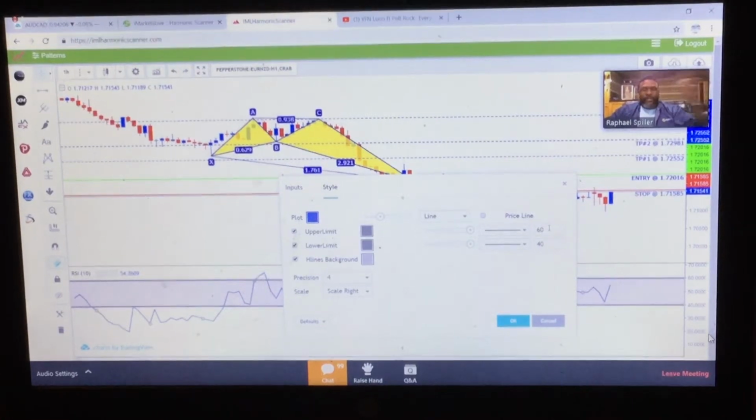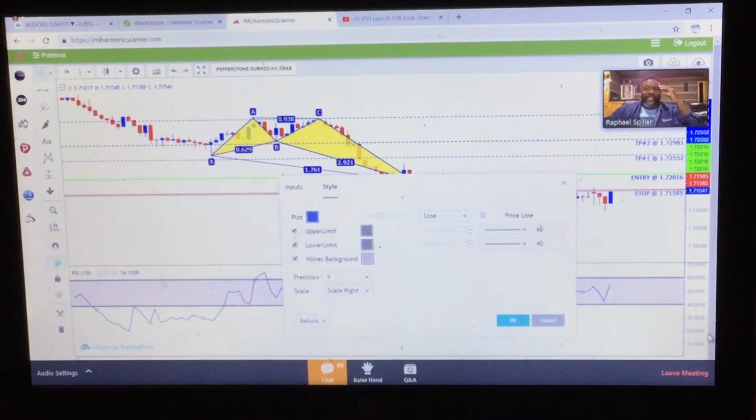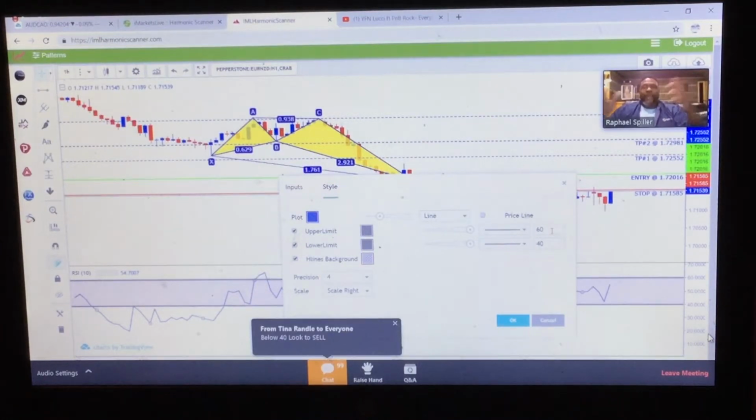Above the 60, let me say this again. Below the 40, I'm looking to sell. Above the 60, I'm looking to buy. I choose a 10, John, because I've noticed for me, the 10 responds just about where I like it to respond, to give me a better reading on the RSI.